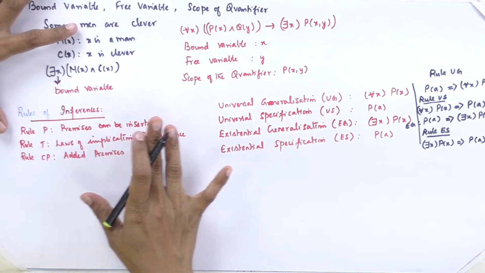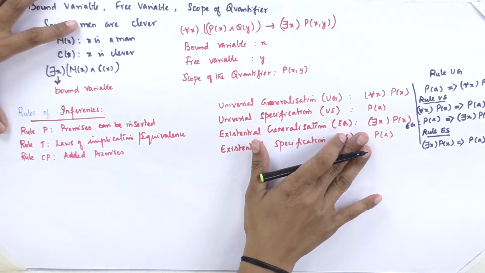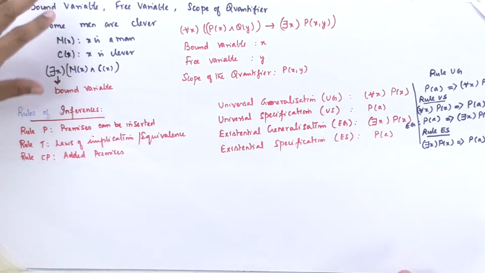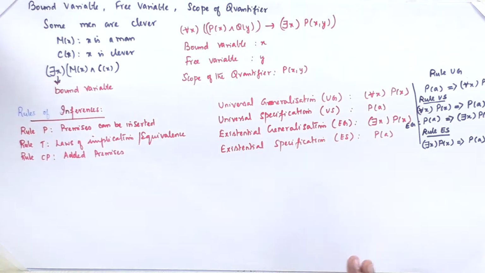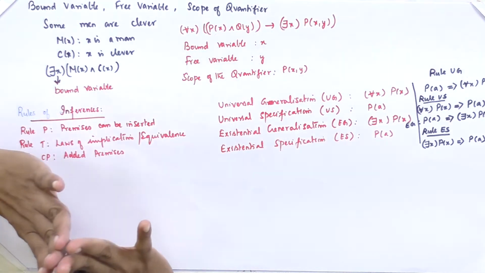Now, after understanding the rules of inference under the predicate logic, we will again make use of these inference rules in the problems, and then we will be able to get either the direct proof or the indirect proof. Again, I will be recalling the direct and indirect proof.